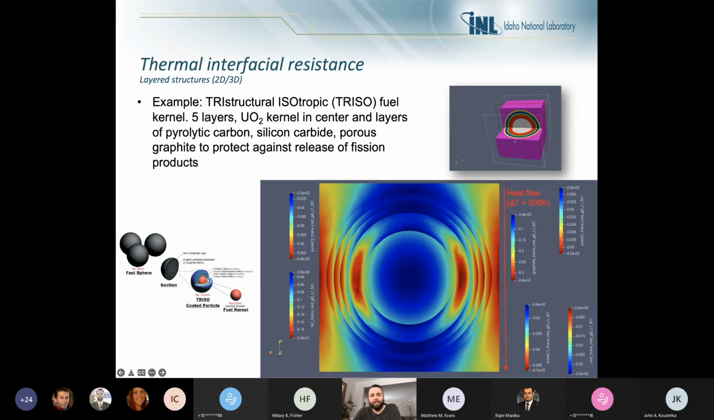But we want to be able to see what the heat looks like across this thing. In this graphic, you're seeing that it's actually a little bit inverse: heat flows more easily around the outsides of it compared to right through. It actually does go through the layers all right. And up here is a cross-sectional view of what a TRISO kernel might look like.